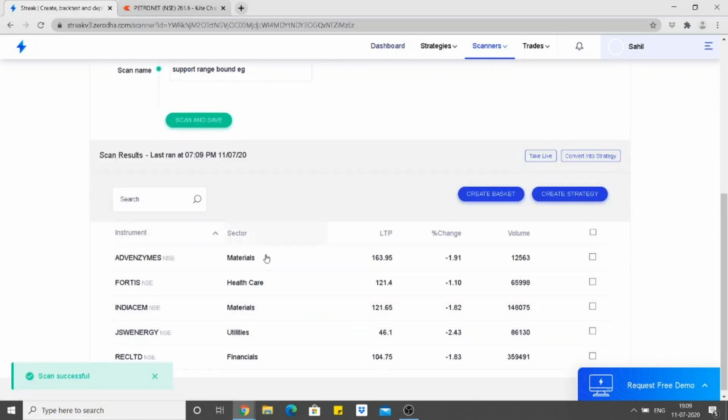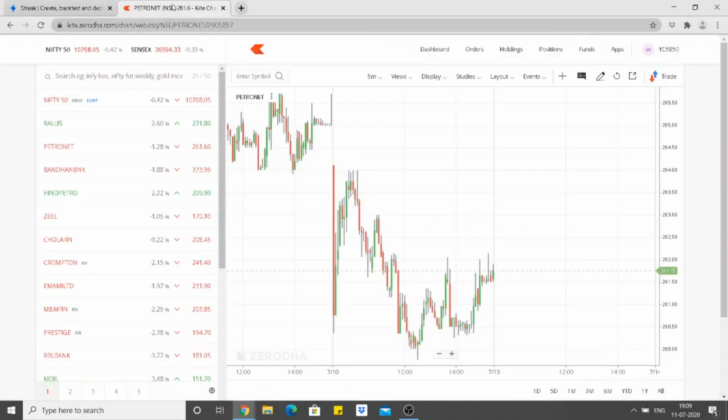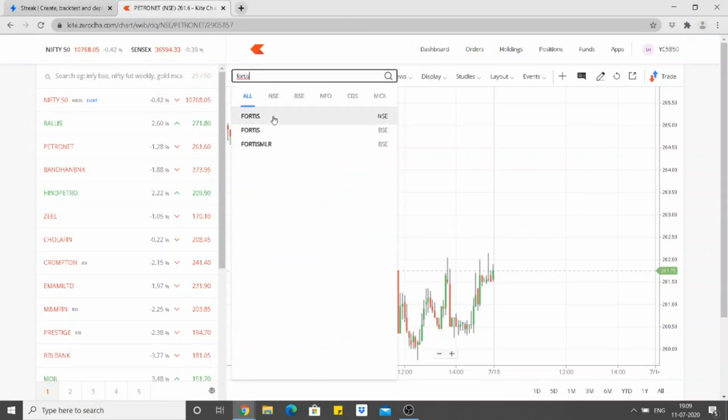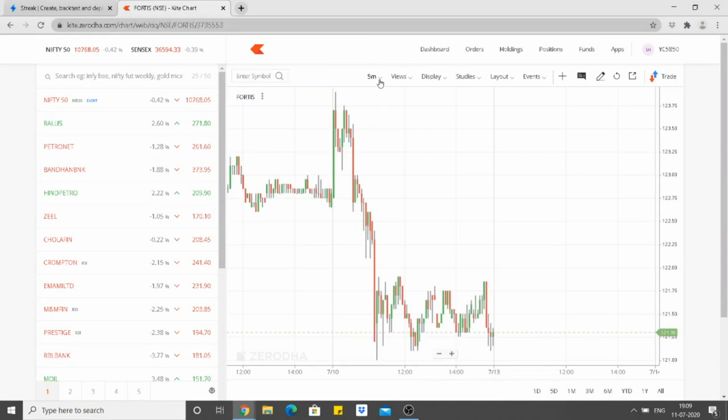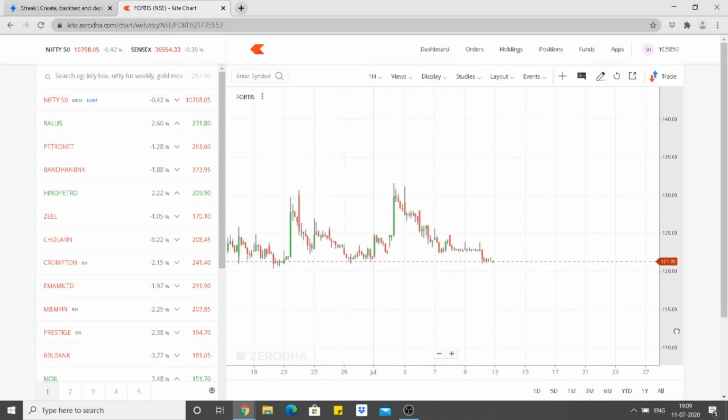Let's scan and save this. So these are the results that we have received from the scanner. Let's cross verify these results on Kite charts. We are going to be charting Fortis. Since we have used the 1 hour time frame, let's match that here as well.